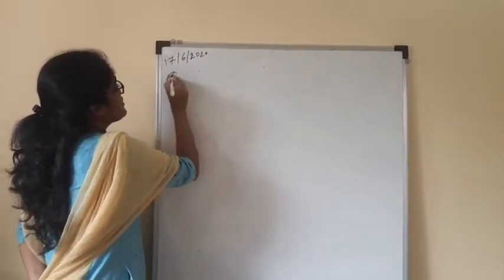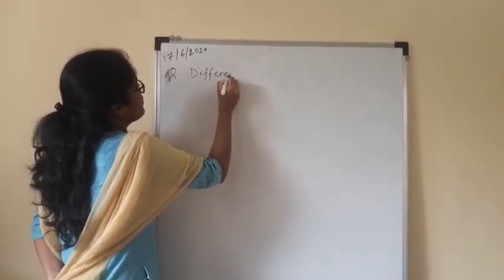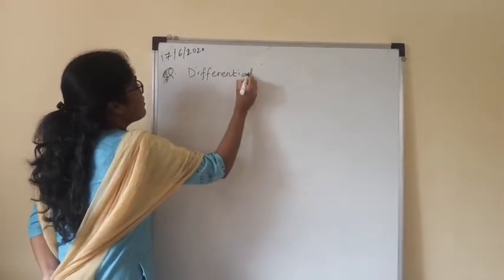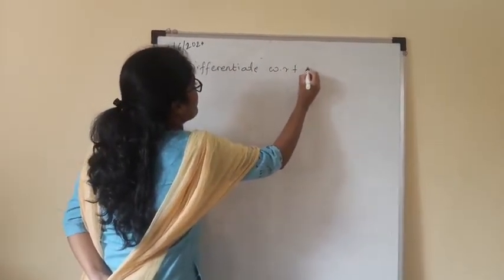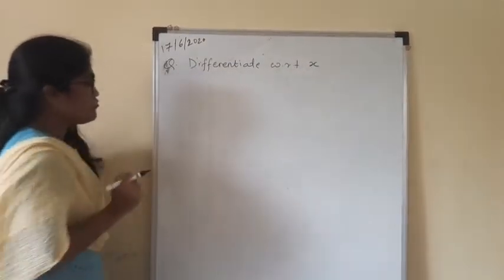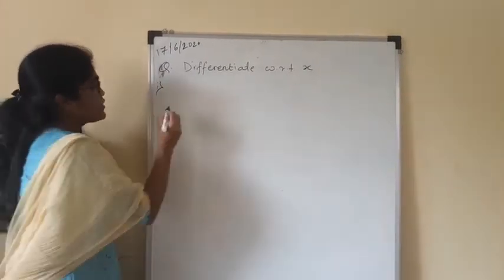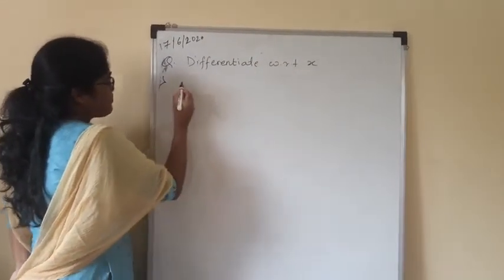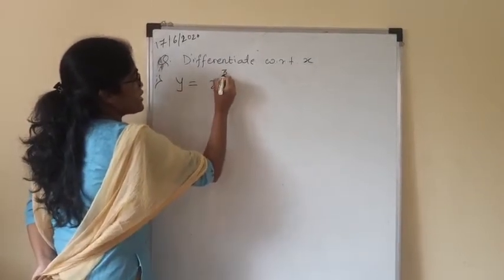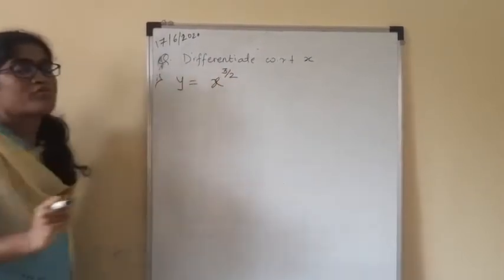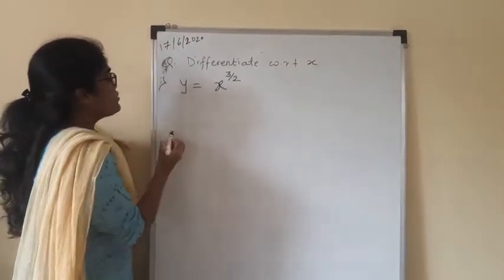So the question is: differentiate x raised to 3 upon 2 with respect to x. So this is our question. We have to do the differentiation. Let us take y is equal to x raised to 3 upon 2. So how to solve this?